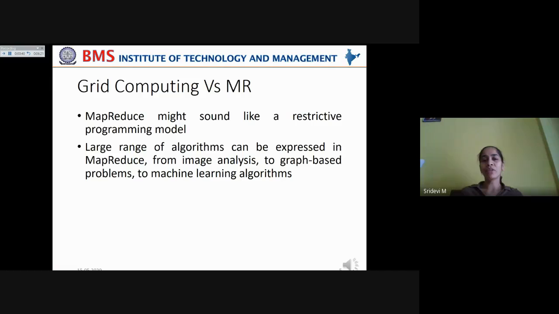A large range of algorithms can be expressed in MapReduce, from image analysis to graph-based problems to machine learning algorithms. Though it covers a diverse range of problems, it is still somewhat of a restrictive programming model. Why? Because it makes the framing and writing of these mapper or reducer classes a little more complex. Why? Because it is supporting a wide range of domains in order to analyze the data.